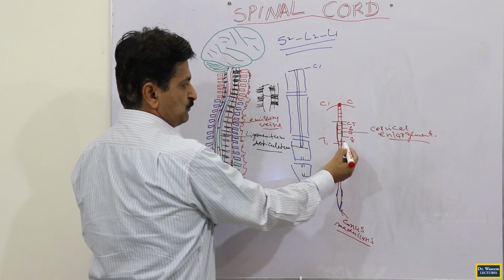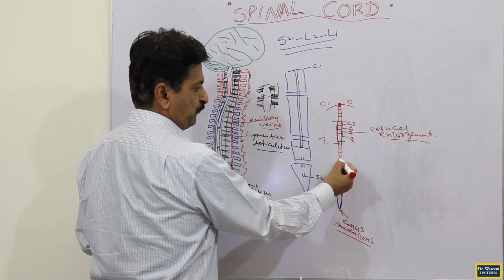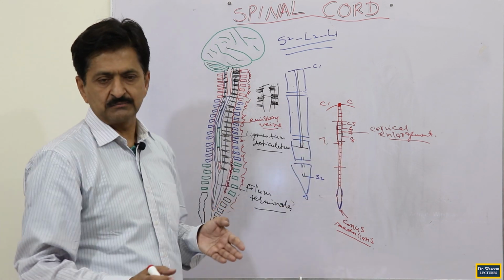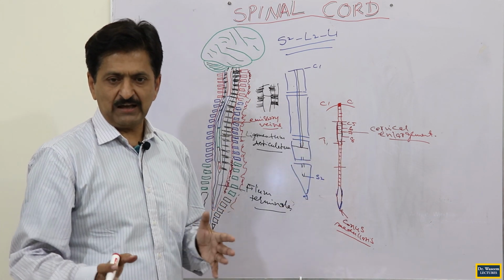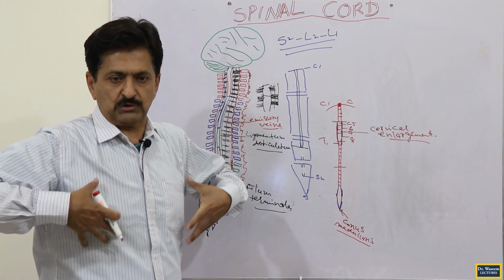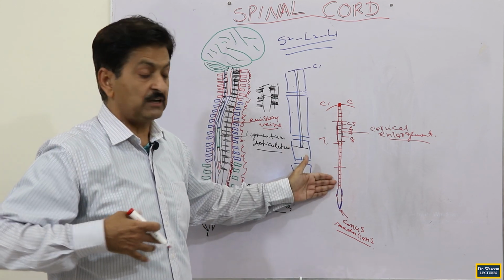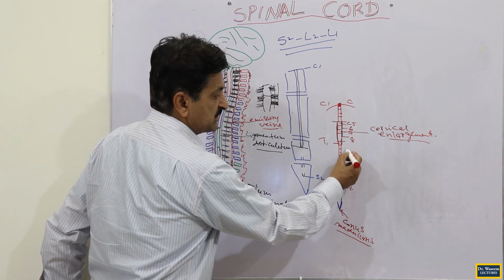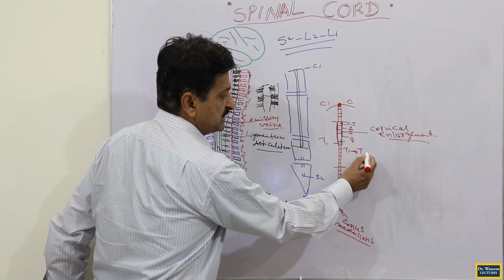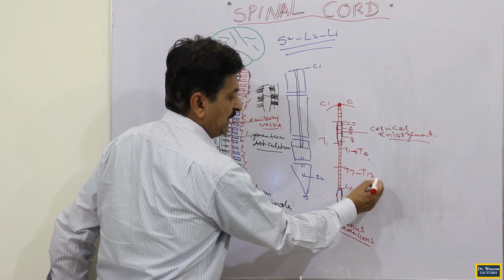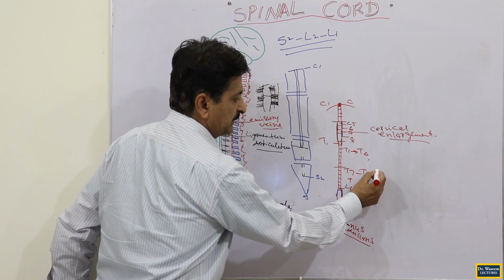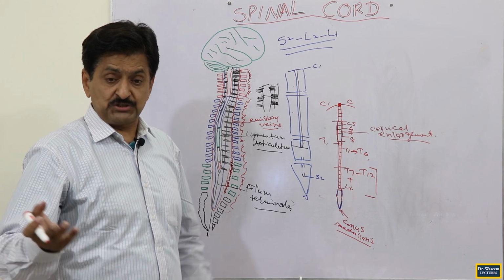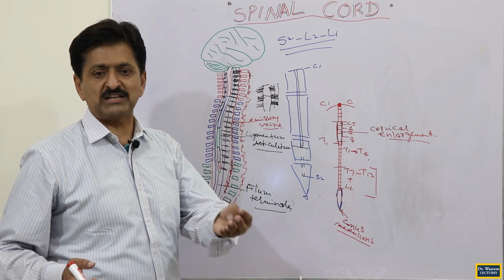After that, you see we have T1, but then T2, 3, 4, 5, 6, 7, 8, 9, 10, 11, 12. Out of this, the upper 6 thoracic have the nerves which are supplying the region of your thorax, and the lower 6 thoracic nerves along with L1, means this is from T1 to T6 and this is from T7 to T12 along with L1, they are supplying your abdomen. But after L1, then you see L2, 3, 4, 5, then S1, S2 and S3.